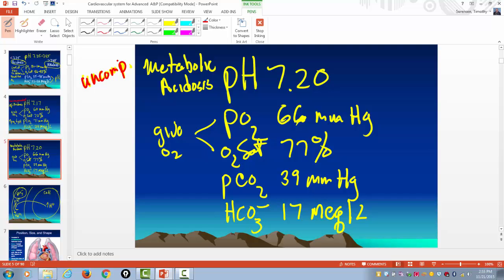Why? We know the bicarbonate is low. And when bicarbonate is low, that leads to a drop in pH. And what's the only system that can compensate for a metabolic pH imbalance? In this case, a metabolic acidosis, it is the respiratory system.